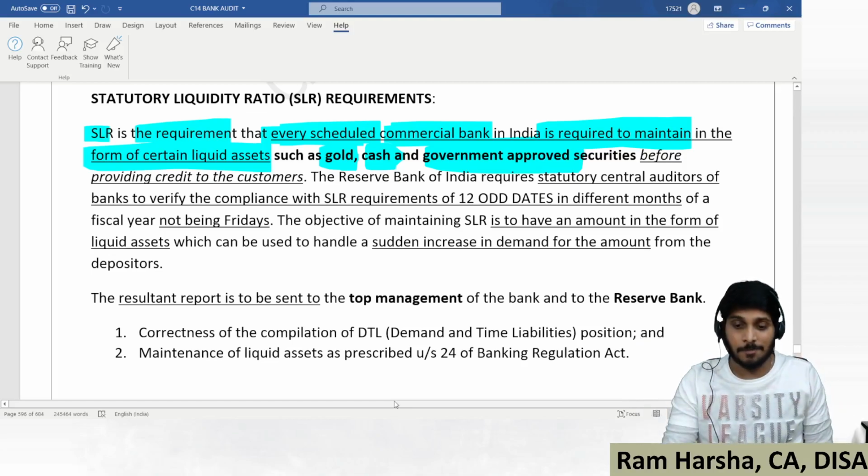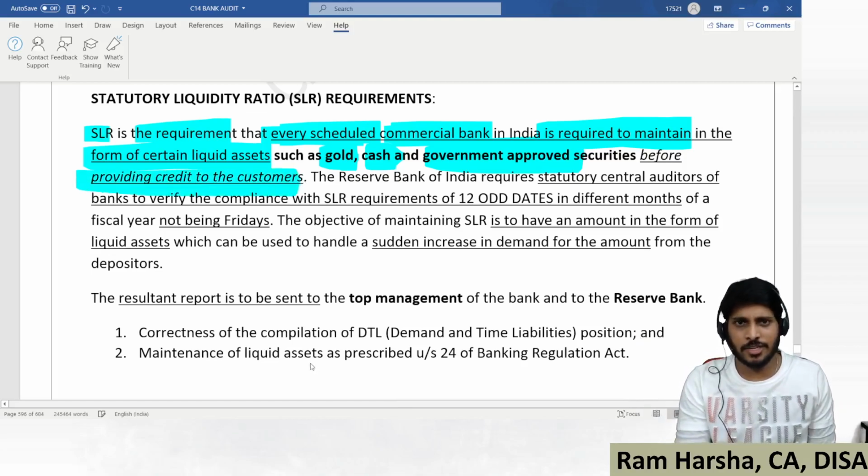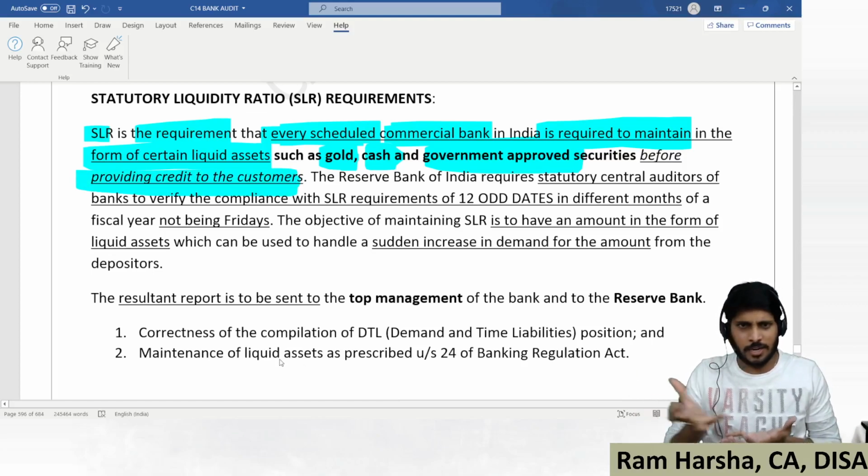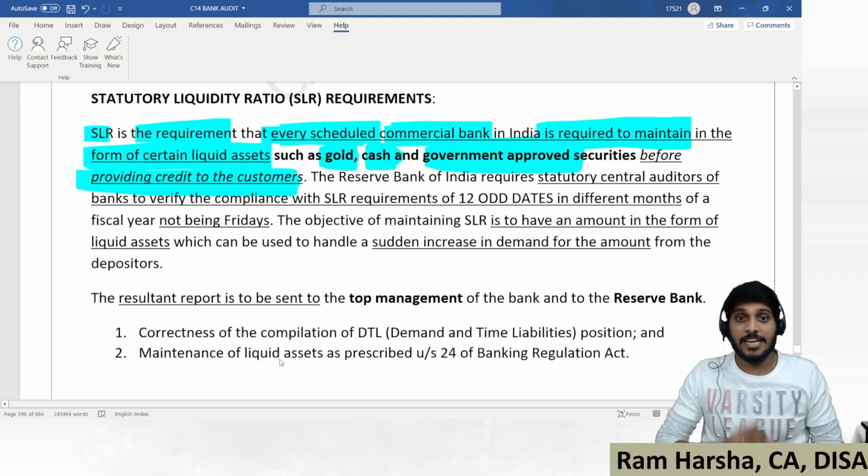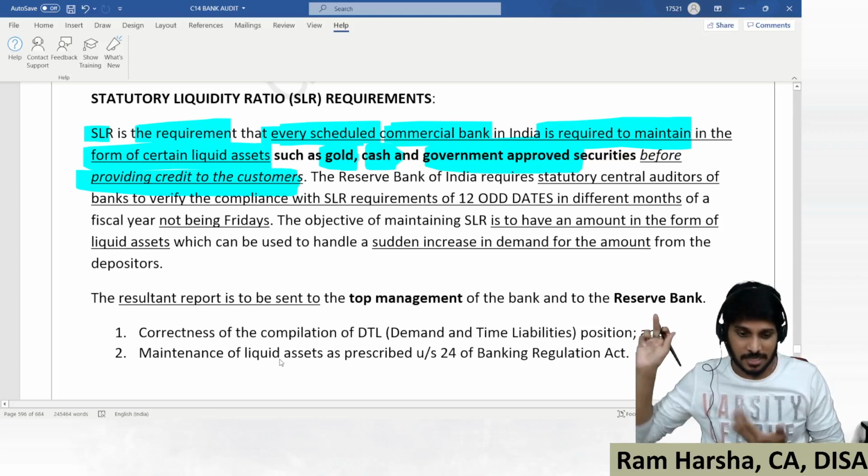Solvency is more important. Before providing credit to the customer, whatever deposit I gathered and want to give to a customer as a loan, before giving that, out of this 18% keep it in the form of SLR.